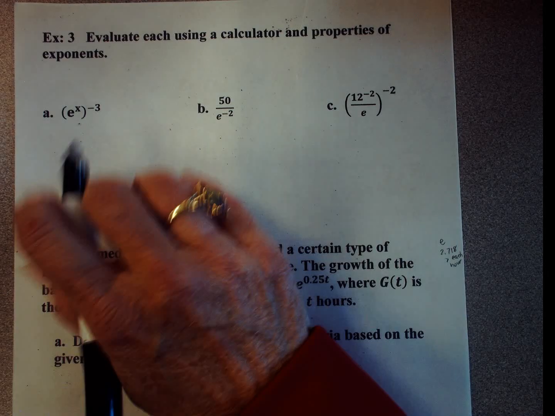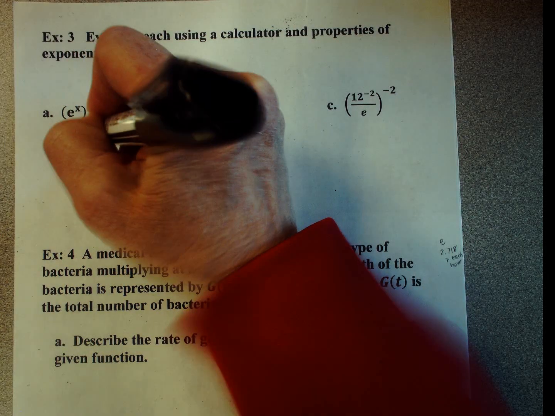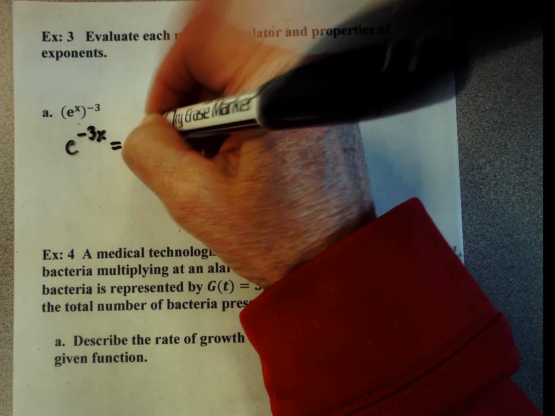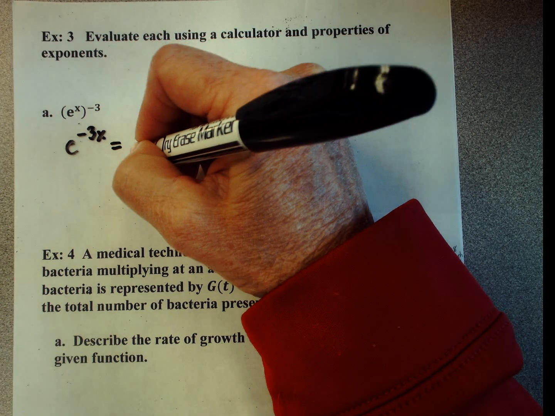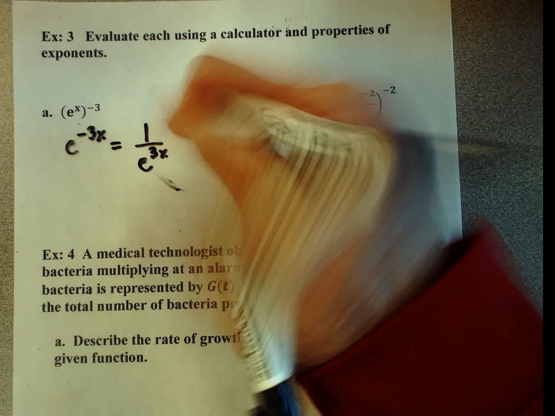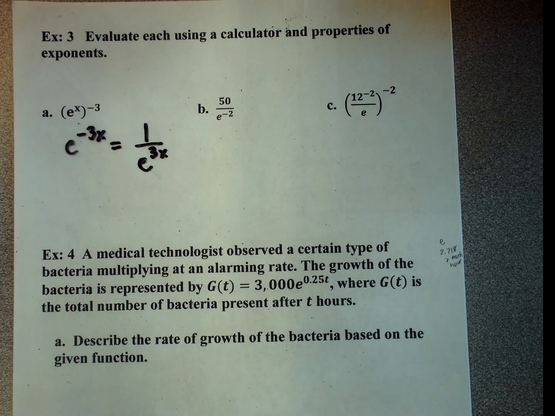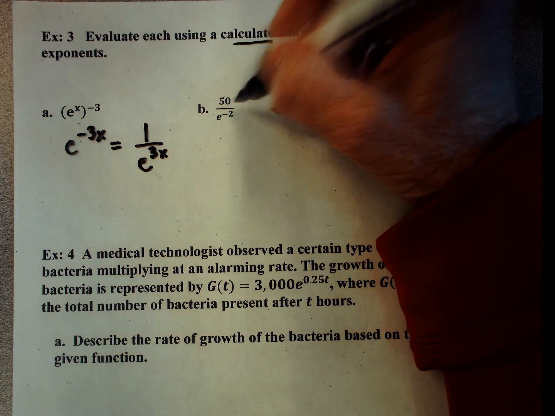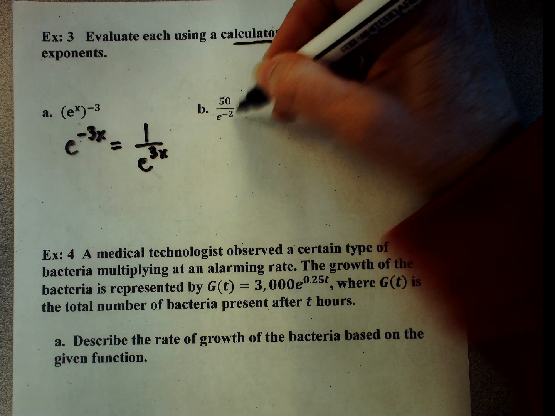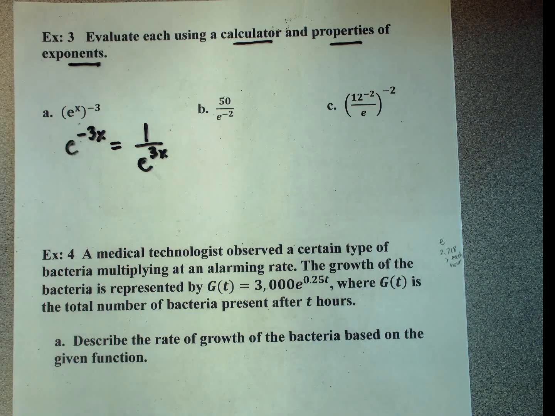Okay, so here, if we raise this, this is e to the negative 3x, which becomes 1 over e to the 3x. When you put it in the denominator, the exponent changes. Now, we can't really use our calculator on this one because we have an x in there. So they wanted you to use your calculator if you can. For example, this one we can, but properties of exponents when you can't. Like that.